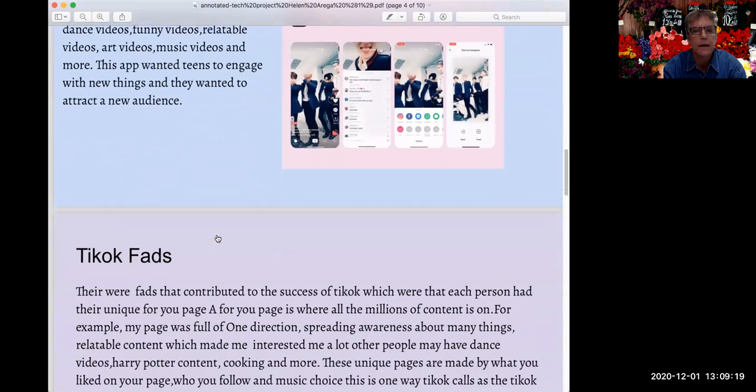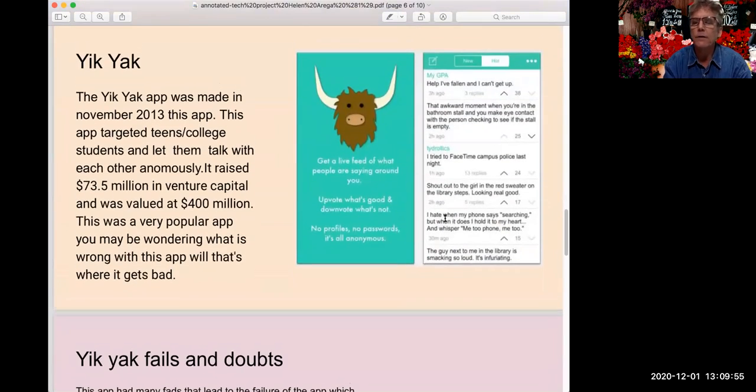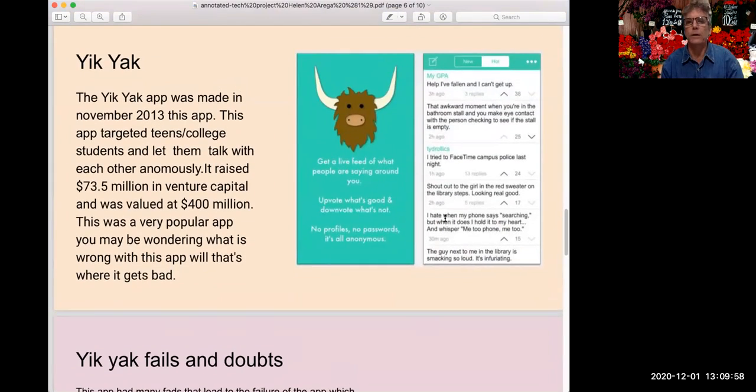One of the things they were saying is, oh, here we are. So were there fads that contributed to the success of TikTok? Each person had their own unique page. A For You page is where all the millions of content is. For example, my page was full of One Direction, spreading awareness about many things, relatable content, which made me interested in a lot of other people. A lot of other people may have dance videos, Harry Potter. The idea that they could customize a page for themselves really appealed.